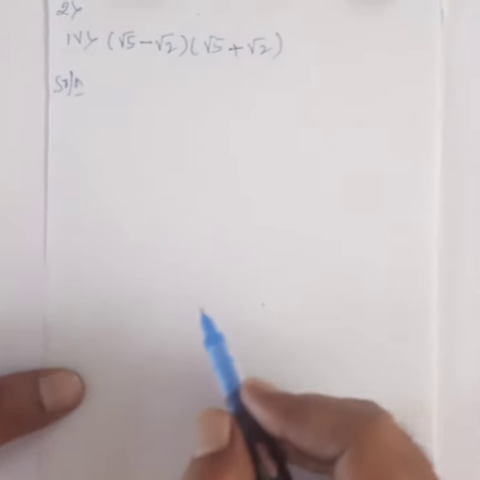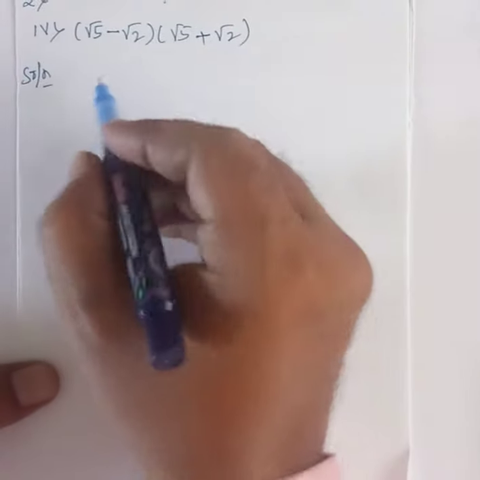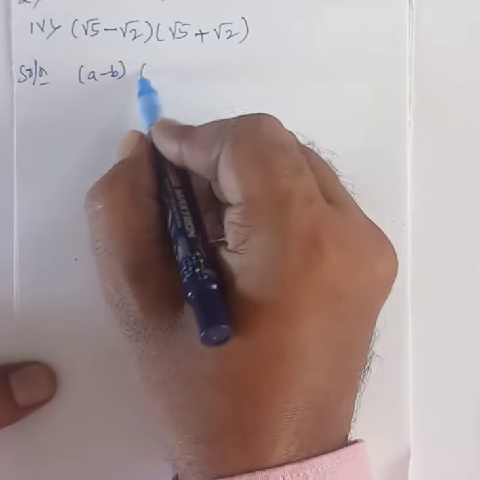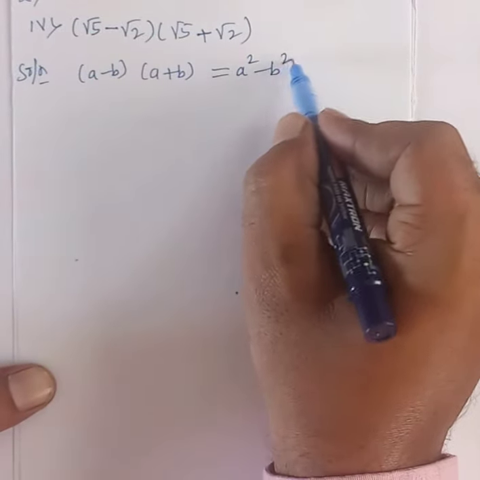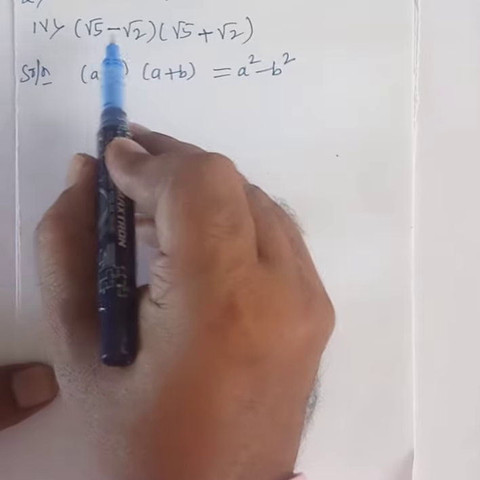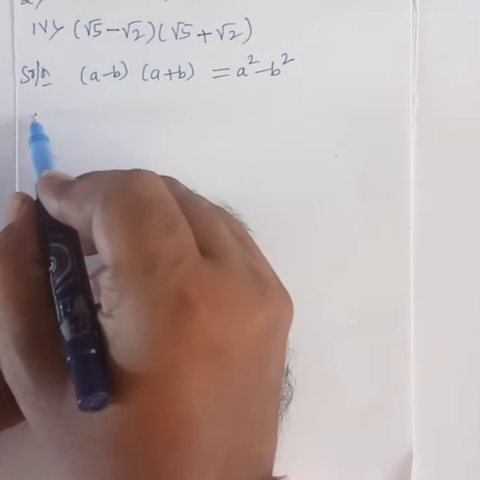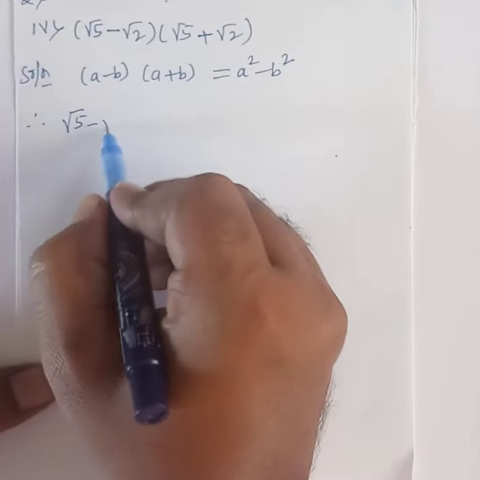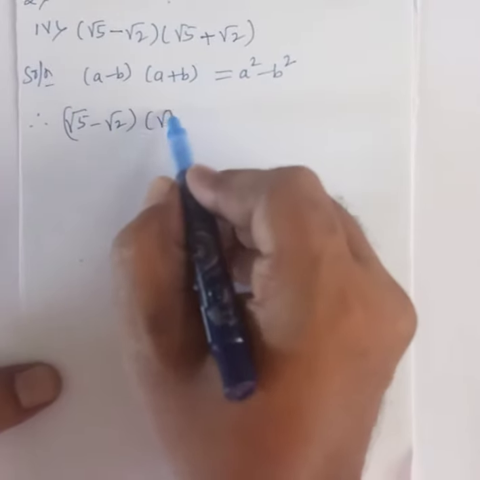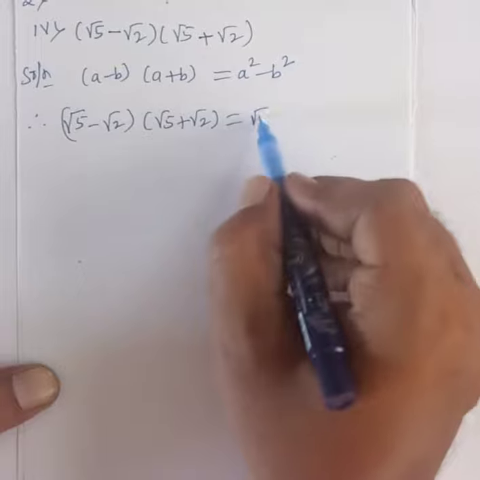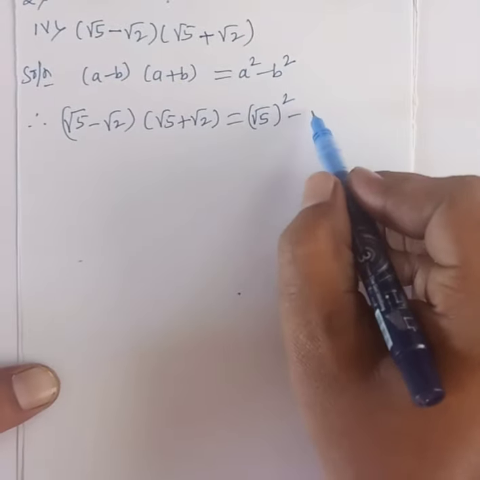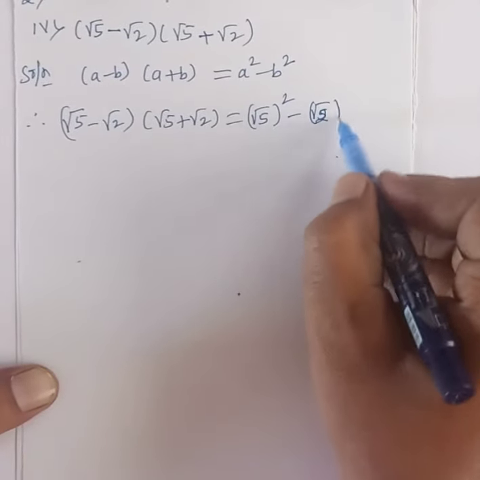This is in the form of a minus b into a plus b identity. It can be written as a square minus b square. See, a is root 5, b is root 2 here. Therefore, root 5 minus root 2 into root 5 plus root 2 can be written as a square, a is root 5 whole square, minus b square, root 2 whole square.